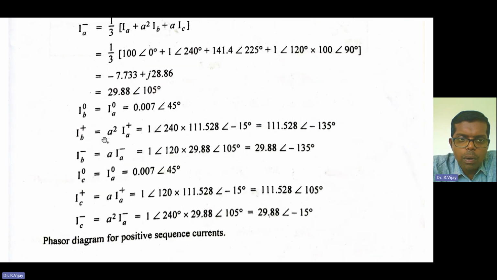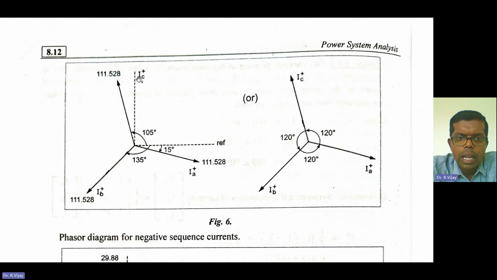What is the result for IA positive? IA positive is 111.528 at the angle of minus 15 degree. So this is the reference. This is the reference value we have taken. So with the reference, what is the value we got?